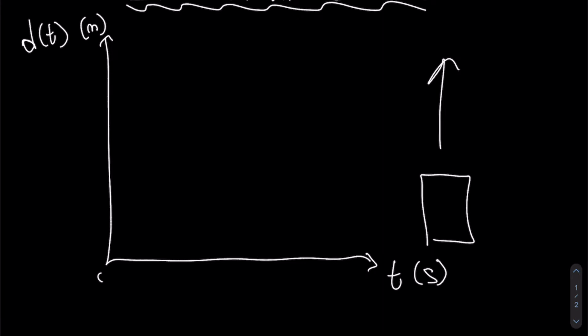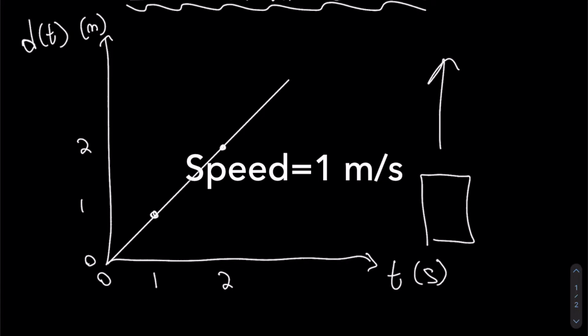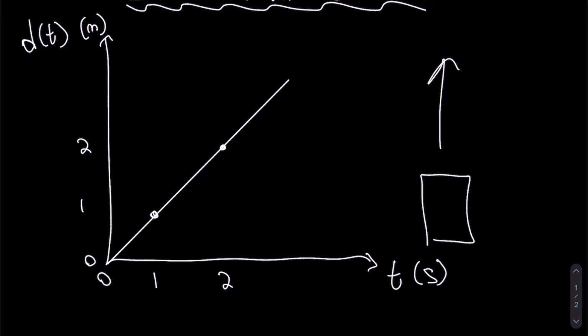Let's say I started at 0 seconds at 0 meters, and in 1 second, I move 1 meter. And in 2 seconds, I move 2 meters. Well, then it's pretty easy to see that the speed I'm traveling is 1 meter per second. But how do I solve that in general?